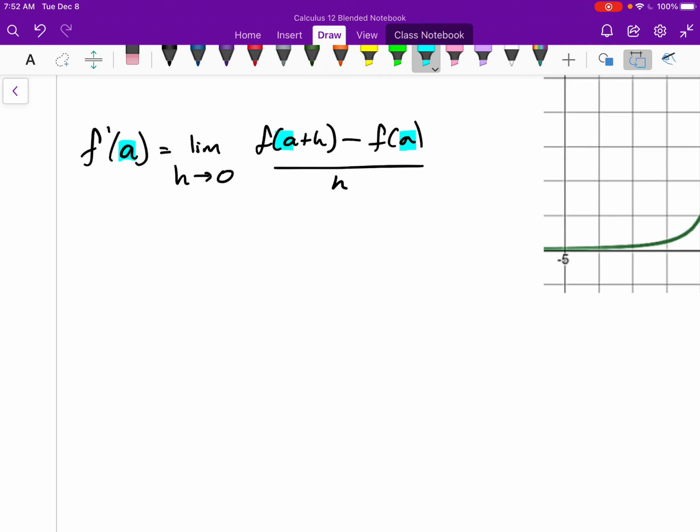And again, if a was a set number, like if I asked for the derivative at 2, there'd be a 2 where those a's are. I could just leave a as x as well, the derivative at x. x can be some number. Again, it's all kind of the same idea.